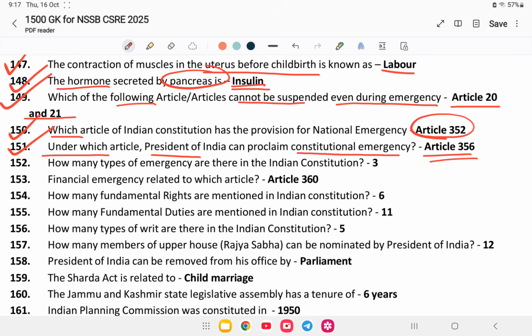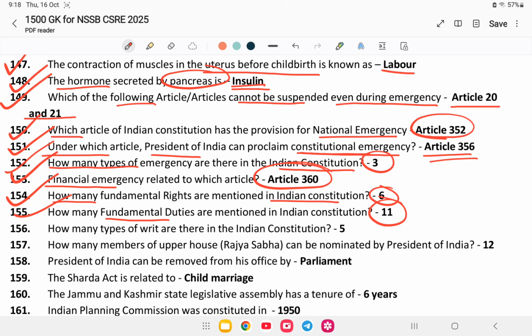Under which article can the President of India proclaim constitutional emergency or state emergency? Article 356. How many types of emergencies are there in the Indian Constitution? 3: national, state, and financial emergency. Financial emergency is Article 360. How many fundamental rights are mentioned? 6. How many fundamental duties are there in the Indian Constitution? 11. How many types of writs are there? 5: habeas corpus, mandamus, prohibition, certiorari, and quo warranto.